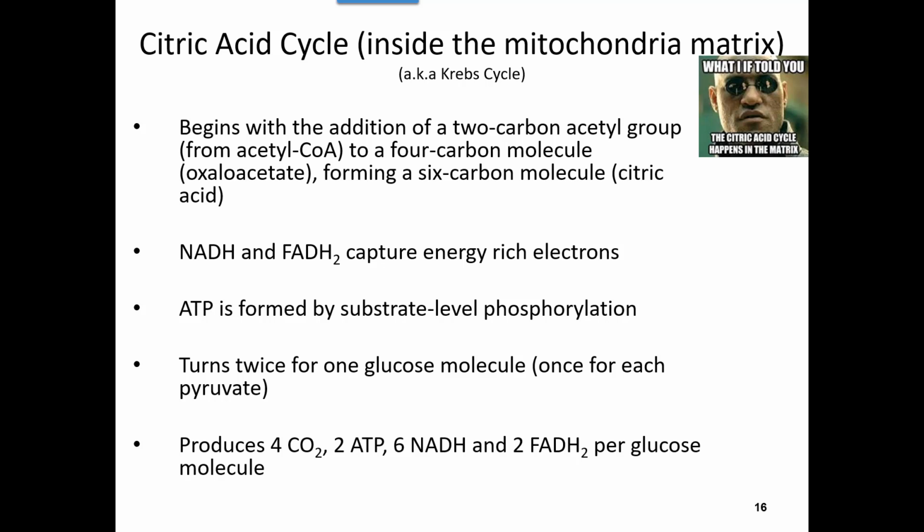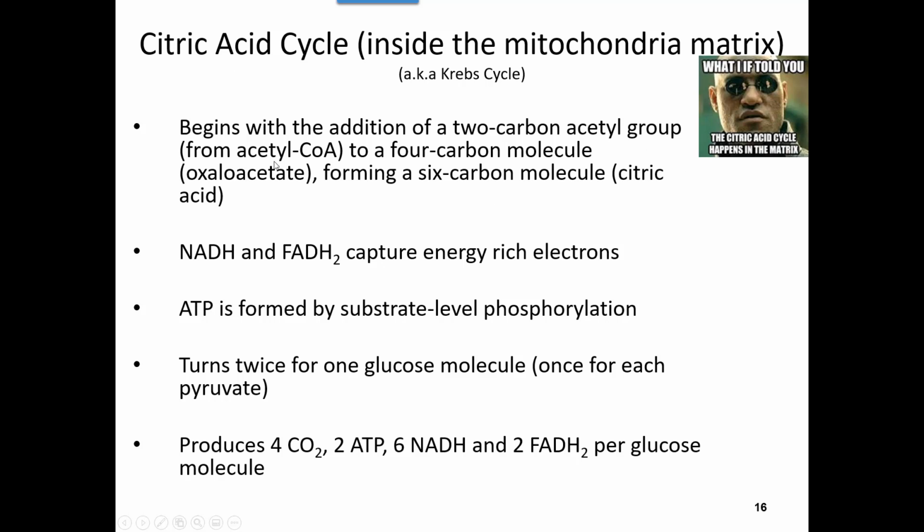And it begins with that acetyl-CoA going in, and it's going to combine with a 4-carbon molecule called oxaloacetate. You do not have to know how to spell that, maybe just recognize it as that it's found in that citric acid cycle. And it's going to form a 6-carbon molecule called citric acid, where this whole cycle gets its name. So we have a 2-carbon molecule plus a 4-carbon molecule, yielding us our 6-carbon molecule.